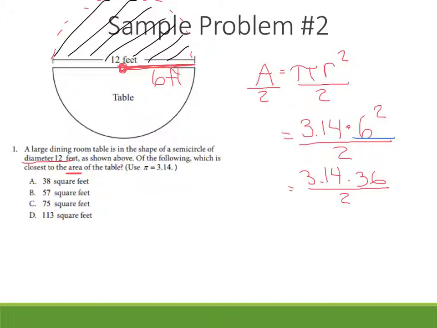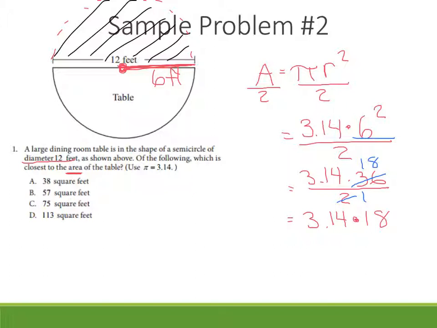My common factor is between the 2 and the 36 here. They both have a common factor of 2, so I'm going to divide that out. 36 divided by 2 is going to be 18. Then 2 divided by 2 is going to be 1. So my new formula is just going to be 3.14 times 18. I don't have to write over 1 because anything divided by 1 is just itself. So now I only have one step that involves operations with decimals.